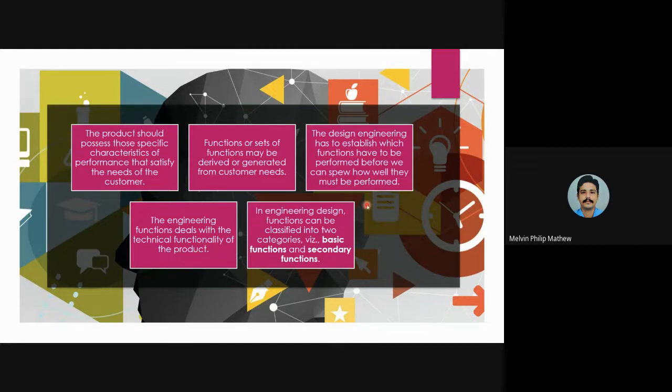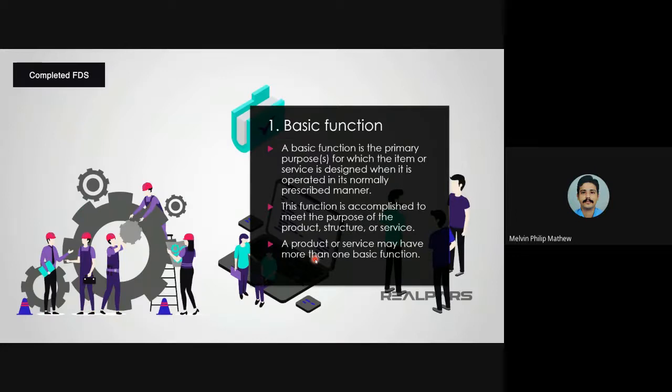And in engineering design, functions can be classified into two basic categories. One is basic function and second is secondary function. So what are basic functions and secondary functions? A basic function is the primary purpose for which the item or service is designed when it is operated in a normally prescribed manner.